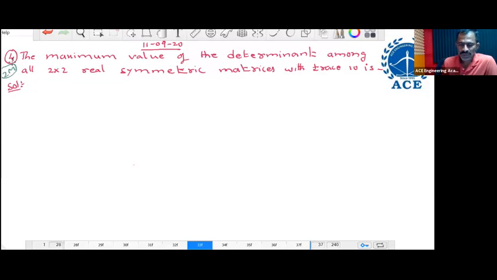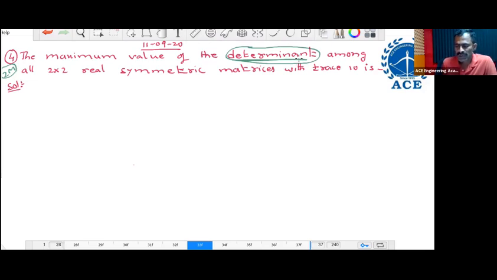In the first 3 problems, the function was given directly. It was asked to find the maximum value of the function in the interval like that. But here we are not given the function directly. The maximum value of the determinant among all 2 by 2 real symmetric matrices with trace 10. We require the maximum value of the determinant. That is the maximum value of the function, just like previous problems. In place of function, what do we have here? Determinant. So our determinant is the function only.